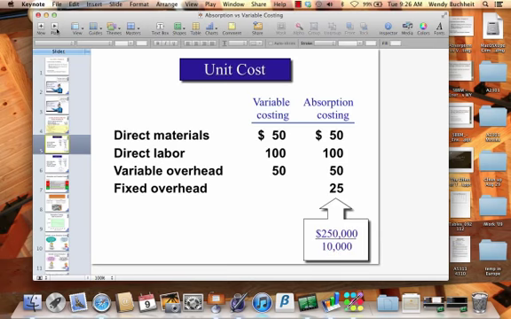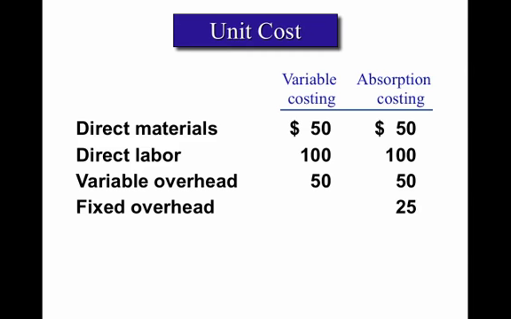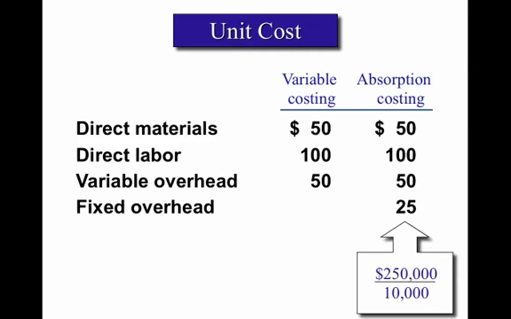What's going on under variable versus absorption costing? Right, under absorption costing, your inventory will appear to cost more because you're putting fixed cost into each unit. All right, so we are unitizing fixed overhead. And we've talked a lot about fixed overhead so far in this section of the course. We'll talk more about it as we progress through the remainder of the course. But we took that 250,000 divided by 10,000 units, and that's the 25 bucks per unit of fixed cost going into each unit. That's required by GAAP.